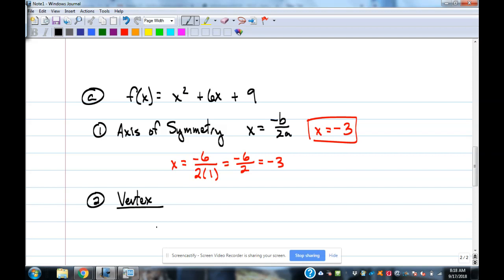All right. Since we know our axis of symmetry is x equals negative 3, what do we know about the x value of the vertex? It's automatically going to be negative 3. Always. Axis of symmetry and x value of the vertex are always going to match. Okay? All right, how do we find the y value?